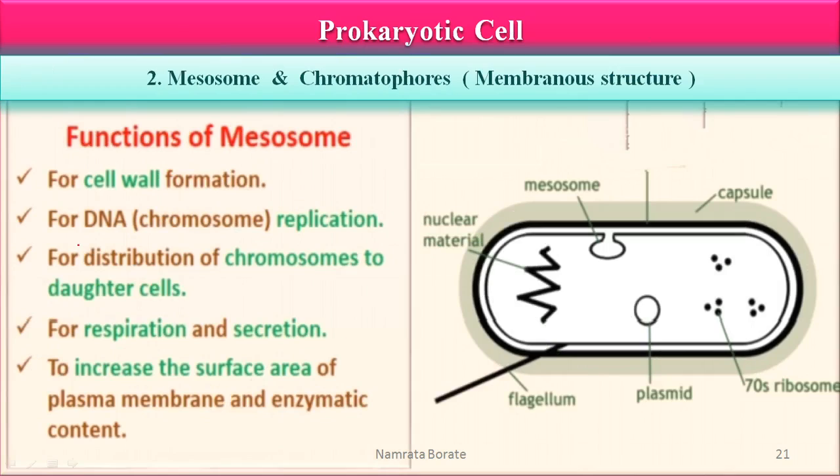The mesosomes function in cell wall formation. Second, in DNA chromosome replication, and then in the distribution of chromosomes to the daughter cell. They also function in respiration and secretion, and they increase the surface area of the plasma membrane and its enzymatic content. These are the most important functions worked out by the mesosomes.